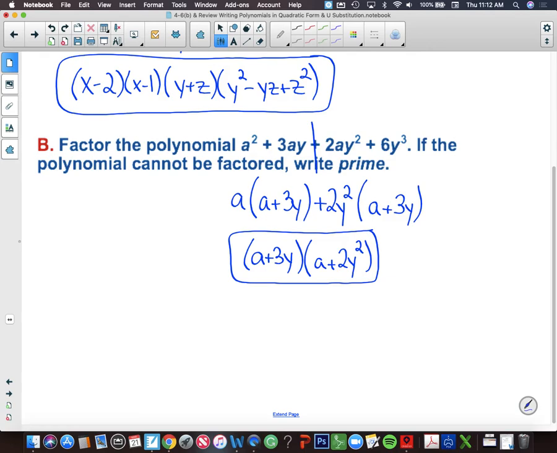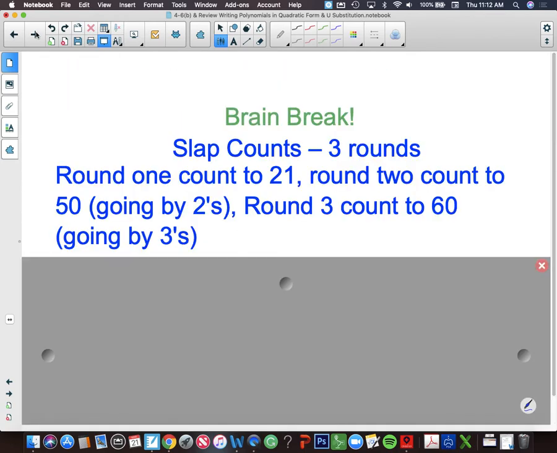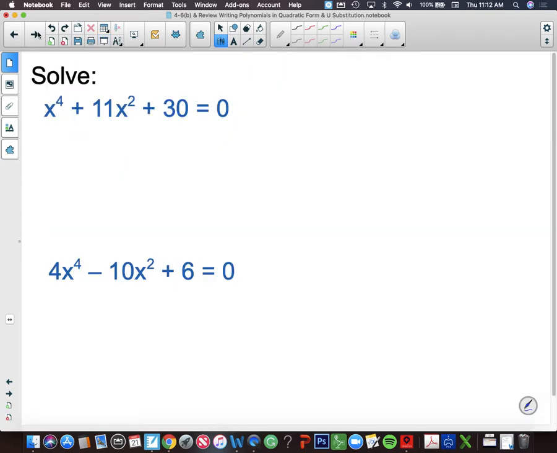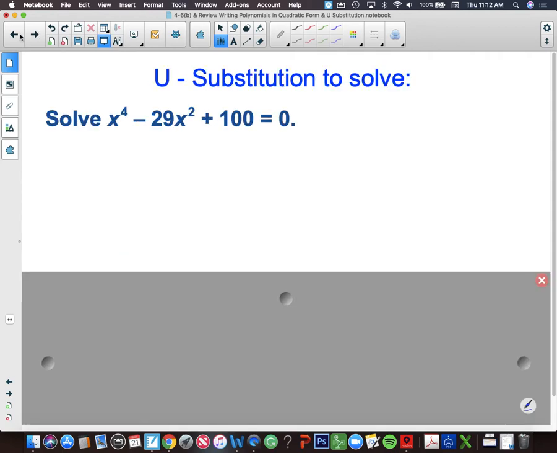Okay? So I'm going to jump way ahead here. We're going to skip the brain break so you have time to do your homework. Okay? And I'm not going to call this U substitution. We're just going to call it advanced factoring. Because U substitution, we're going to skip that, and it should be easy enough without that word.